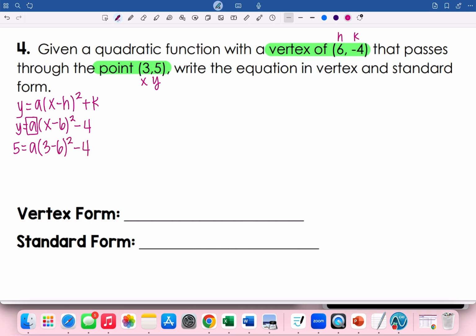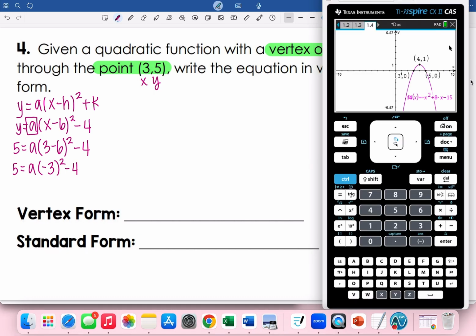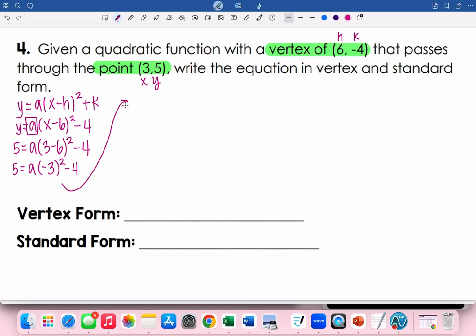Next step, simplify what's inside the parentheses. We have 5 equals a times (3 minus 6, which is -3) squared minus 4. Guys, on our next step, when we simplify our exponent, please be very careful. Remember that anytime you are squaring a negative number, the negative number needs to be inside parentheses. Your exponent needs to be on the outside. I end up with 9. So I'm going to go ahead and roll this up top. We have 5 equals a times 9 minus 4.